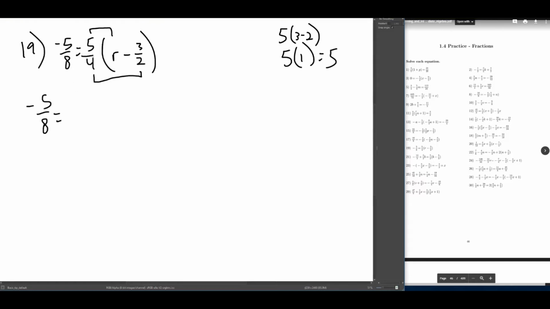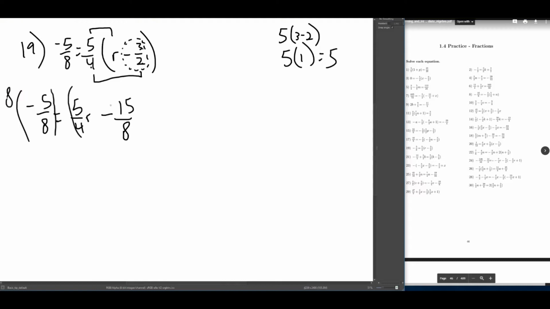So that becomes, let's just rewrite the minus 5 over 8, 5 over 4 times r, equals 5 over 4 times r, and 5 over 4 times negative 3 over 2. Oh, we're multiplying and we have one negative, so the answer will be negative. That's 5 times 3 equals 15, 4 times 2 equals 8. Bueno, let's get rid of the fractions.